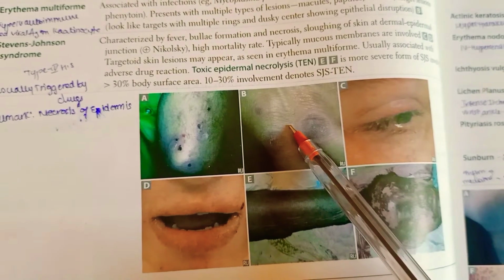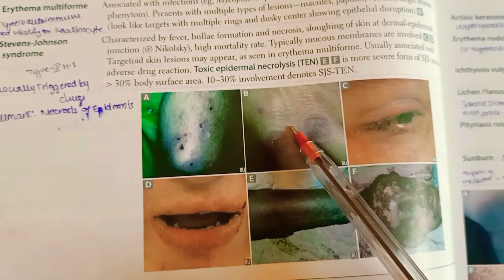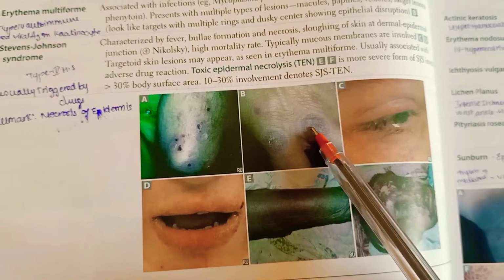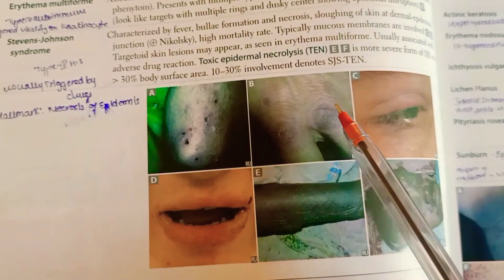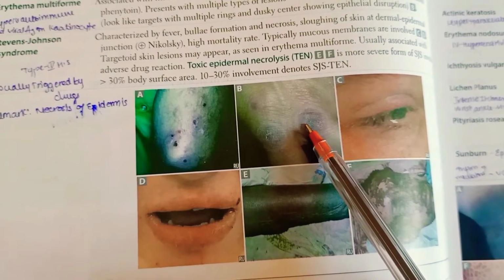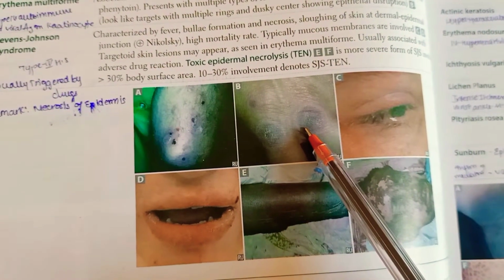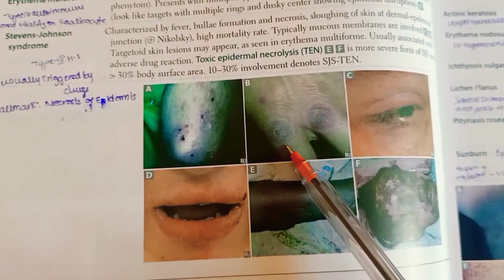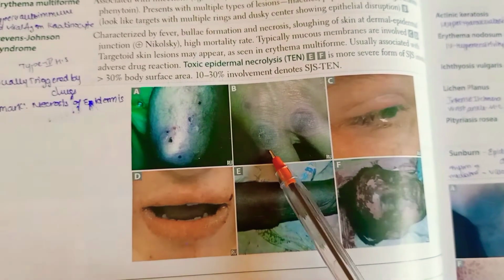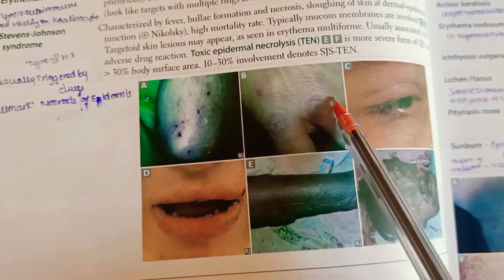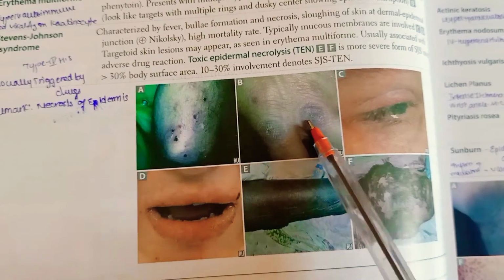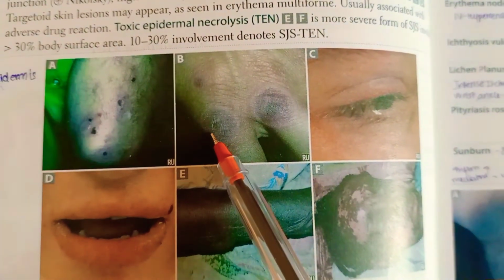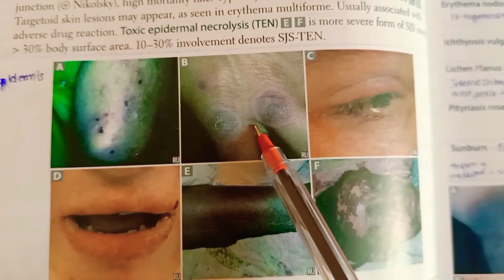Next, erythema multiforme. This is associated with mycoplasma pneumonia and HSV. Actually, drugs are the most common cause, and it is a type 4 autoimmune reaction. It is triggered by antigens in keratinocytes, especially drugs like sulfa, beta lactams, phenytoin. It presents with multiple lesions: macules, papules, vesicles, and target lesions. You can see the target with multiple rings and a dusky center showing epithelial disruption. So if you find this epithelial disruption in the center, it's a target lesion.